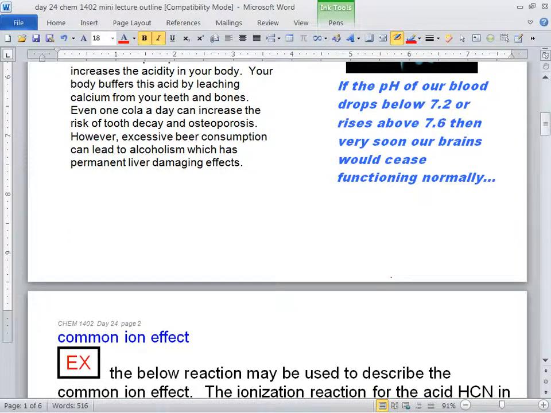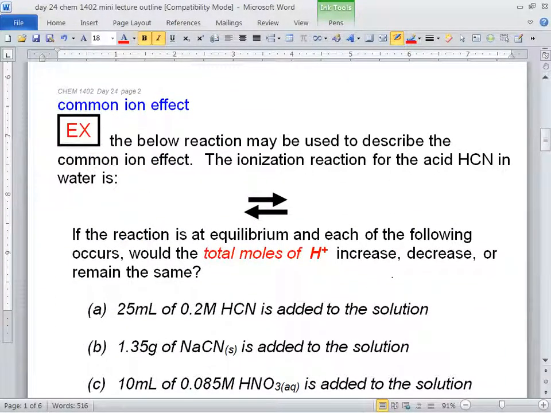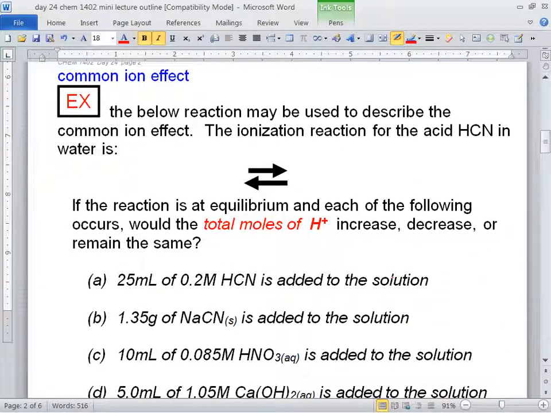But okay, the common ion effect. Let's just jump into this. The below reaction may be used to describe the common ion effect. So if we're going to write HCN, HCN is an acid, so we need to write a Ka reaction for it.